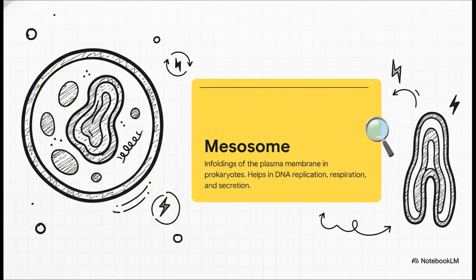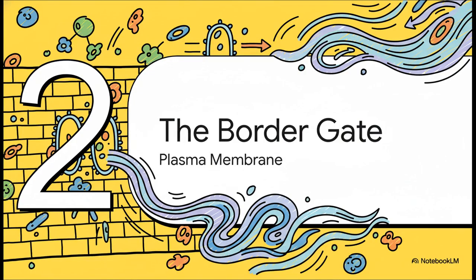Okay, and check this out. See these little folds in the prokaryote's membrane? That's something called a mesosome. Now, for all you NEET aspirants out there, this is a super high yield point. Think of the mesosome as the prokaryotic version of mitochondria. It's not the same structure, but it has a similar job. It's all about increasing the surface area for really important reactions like respiration. It's a key adaptation.